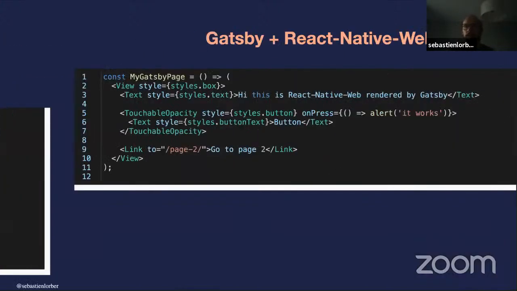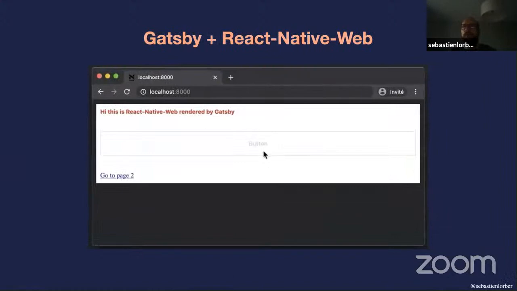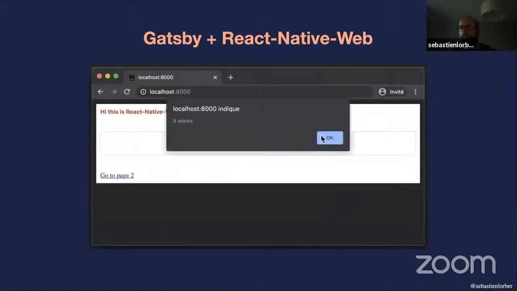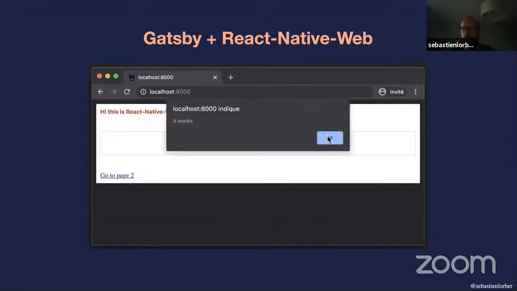So here is an example of a Gatsby page using ReactNative Web. We see that there are views, text, and touchable opacity. This is the first thing I tried to do on Gatsby. And this leads to this result where we can see that there is a Gatsby page with a button. So this is what we expected. It's not very pretty, but at least I was able to get something working.